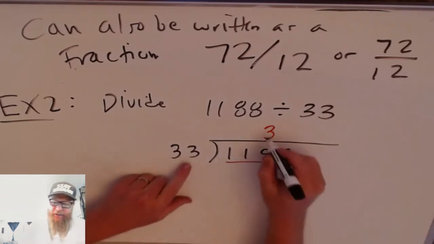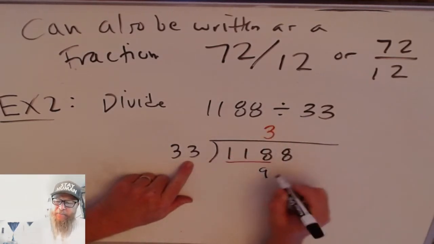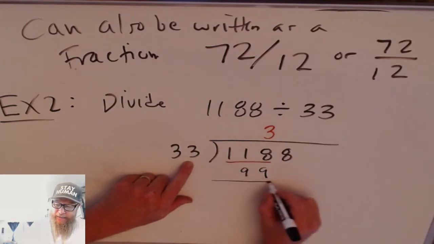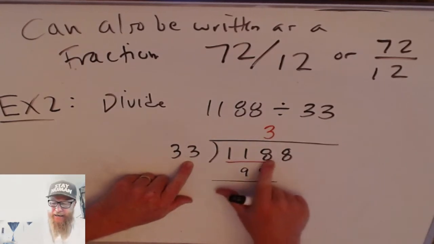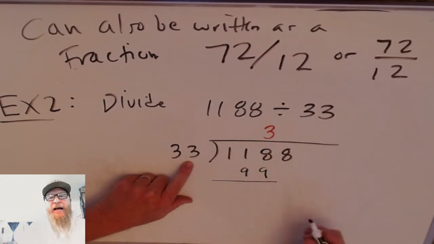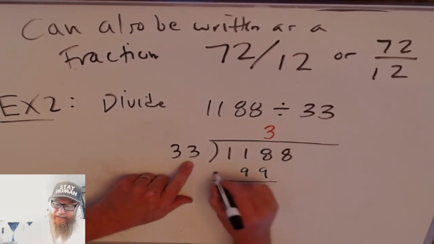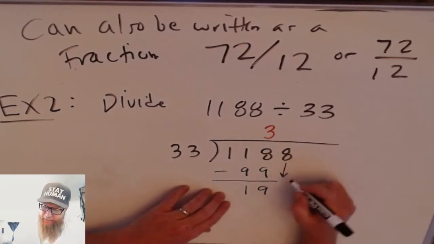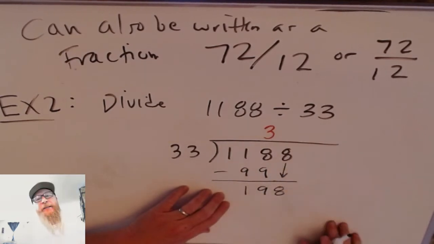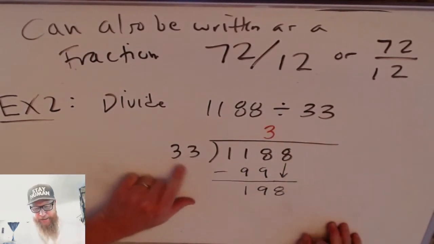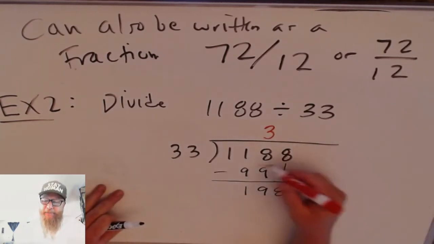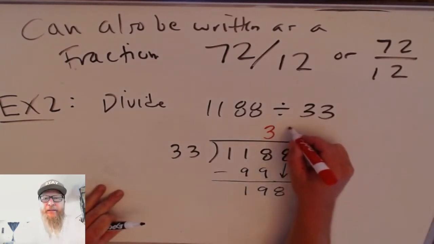So 3 times 3 is 9, 3 times 3 is 9. 118 minus 99 is 19. You're subtracting. Bring down the 8. And then take a guess. How many times does 33 go into 198? 5? 6? I don't know.